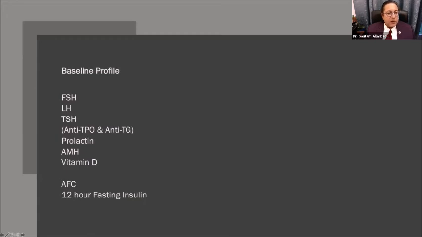There is something called antral follicle count. When you do these tests on the first, second day, you also do a transvaginal ultrasound of the uterus and ovaries. Antral follicle count is seeing how many antral follicles are detected in each ovary.